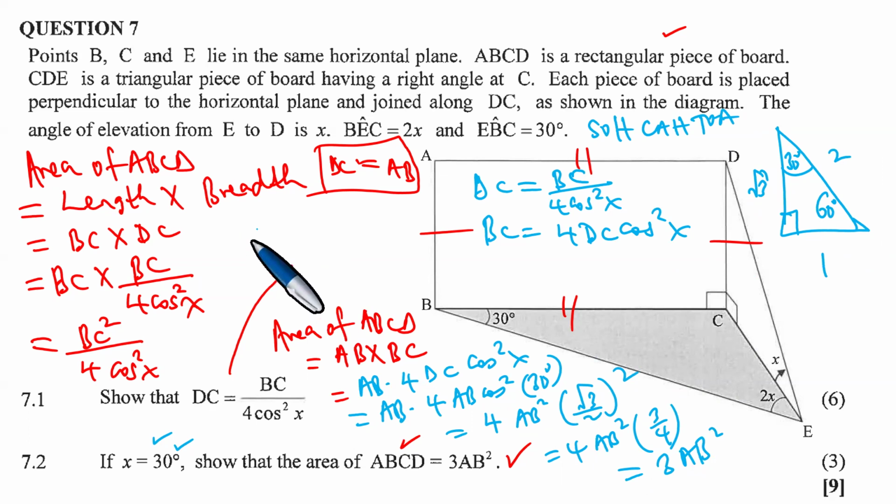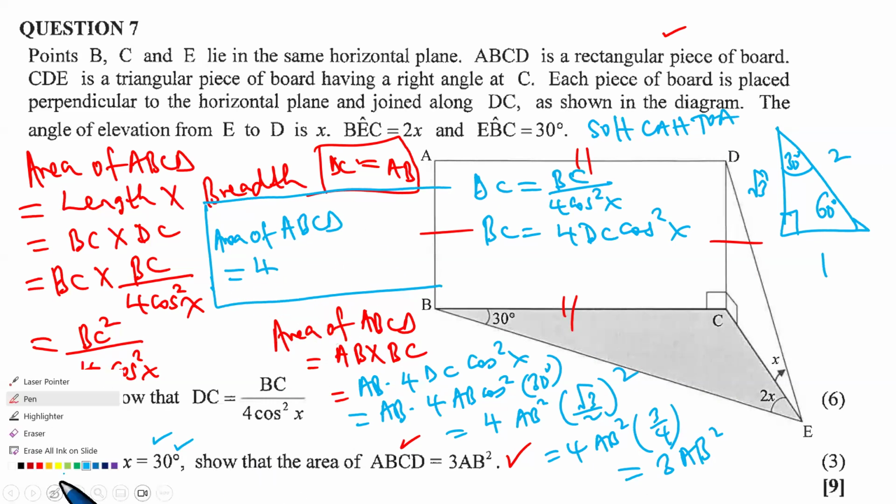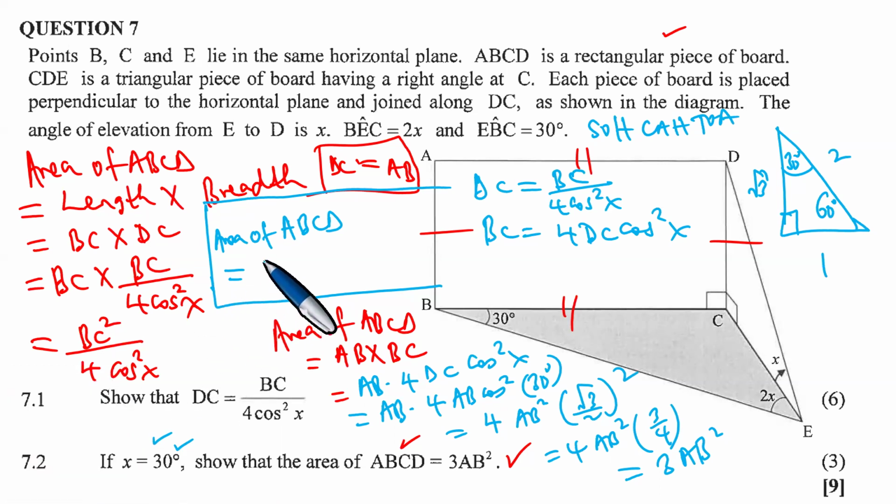Area. We've already got the answer. Now check it out. In other words, we have the area required. Area of ABCD. What is this area? This area is actually equal to 3AB squared.